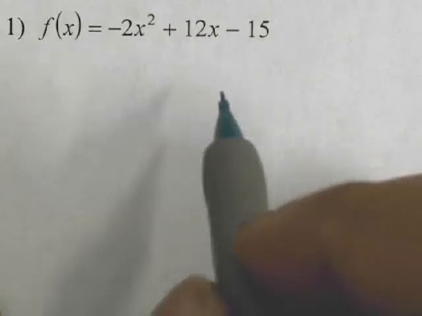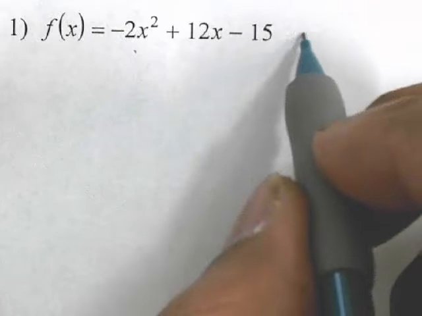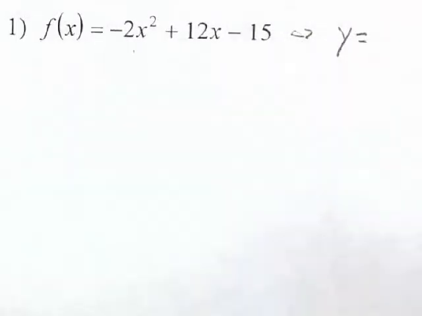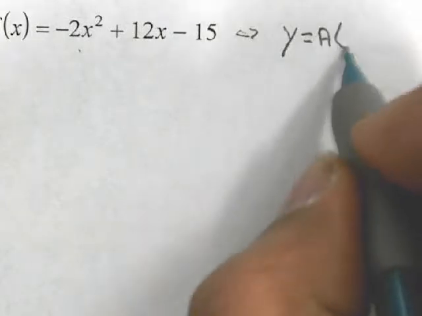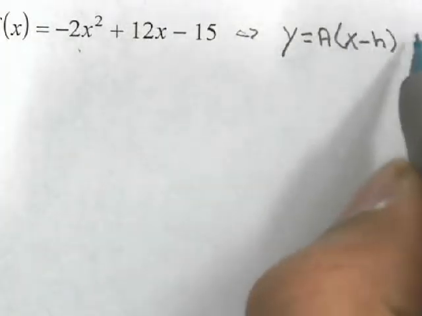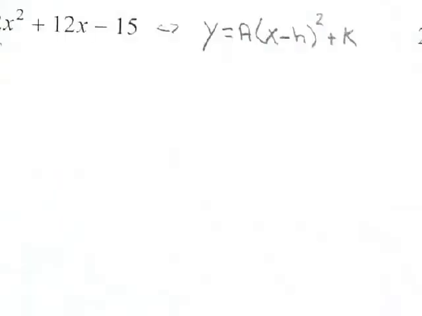Alright, we're going from standard form to vertex form, which is y equals a times x minus h squared plus k. So we're going to there. Now, the two most important things that we have to find are h and k.